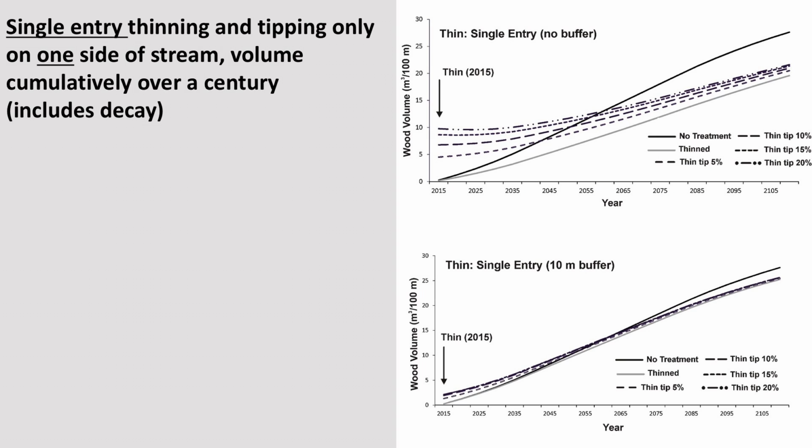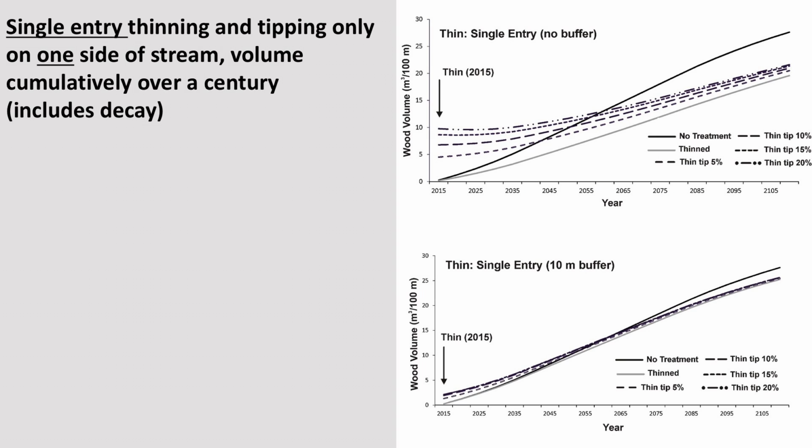So then we say, well, we have mitigation, which is tipping. We can tip 5%. In other words, instead of taking all the wood to the mill, 5% stays on the ground into the stream, or 10 or 15 or 20%. And we wanted to see what the effect was. For the first 30 or 40 years, if you tipped, you had way more wood in than if you didn't touch the stand at all.